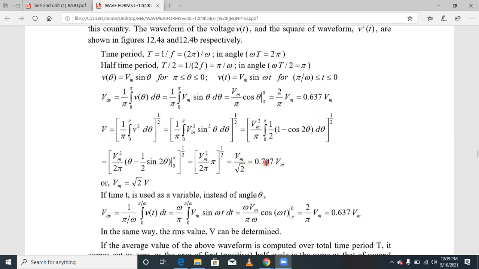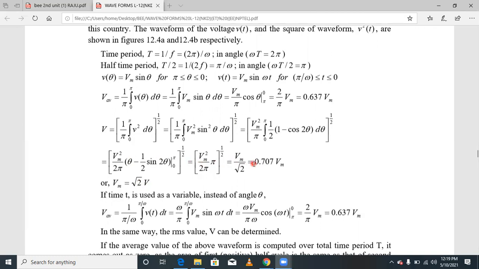That is 1 by root 2, so Vm by root 2. Then the maximum value Vm is equal to root 2 times the RMS value. This V is called the RMS value of the sinusoidal waveform. So V_RMS is equal to Vm by root 2.